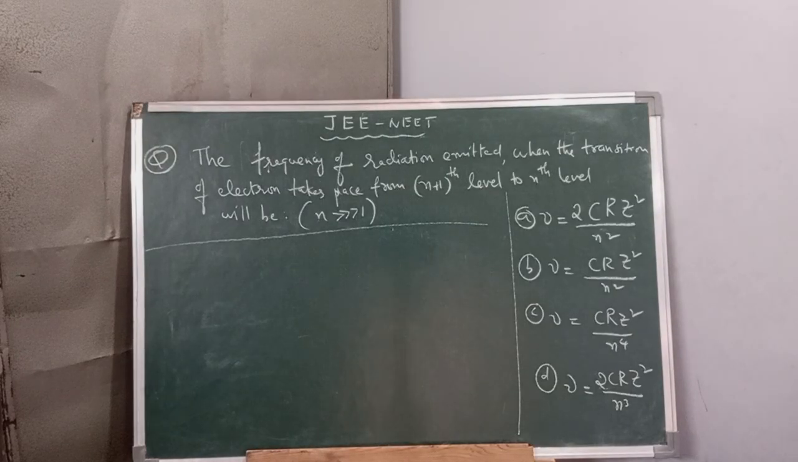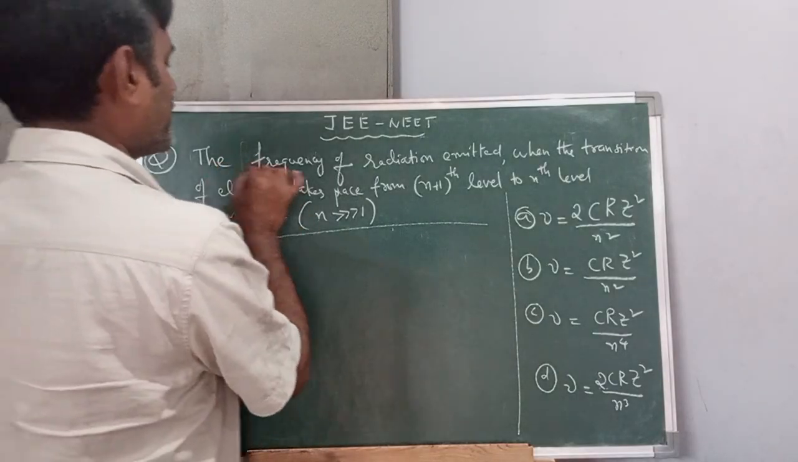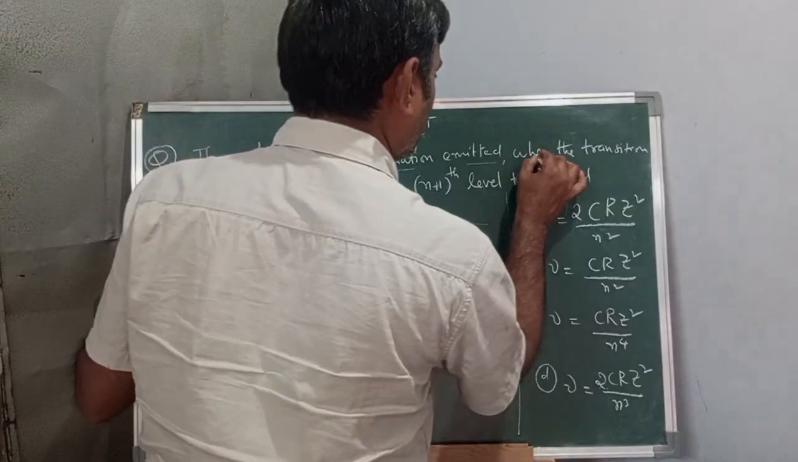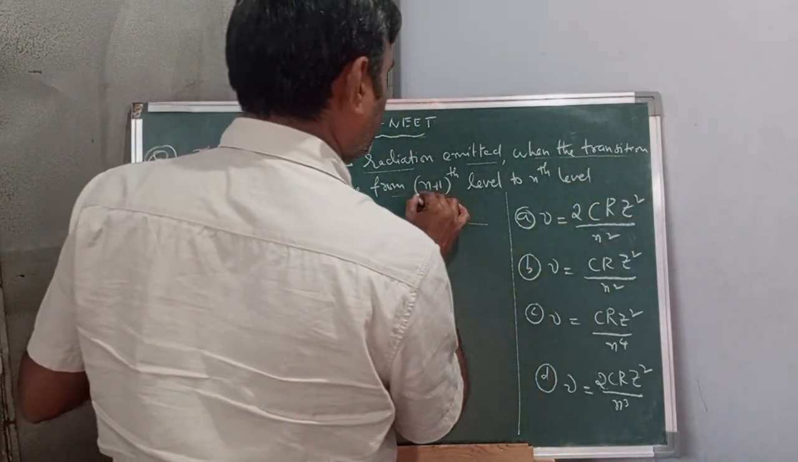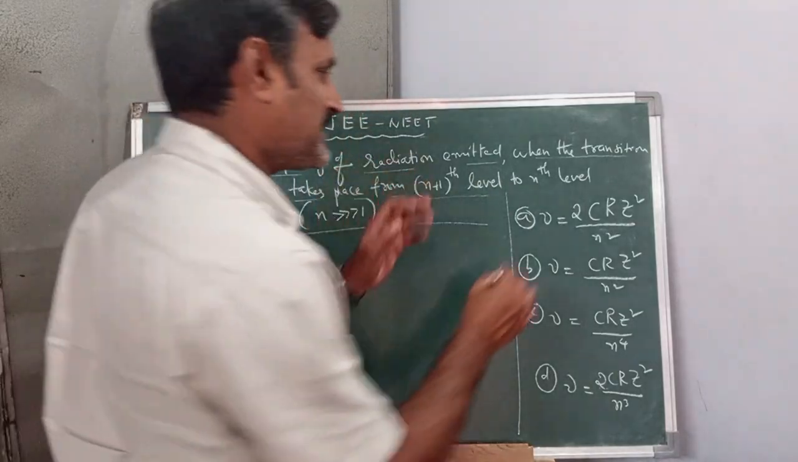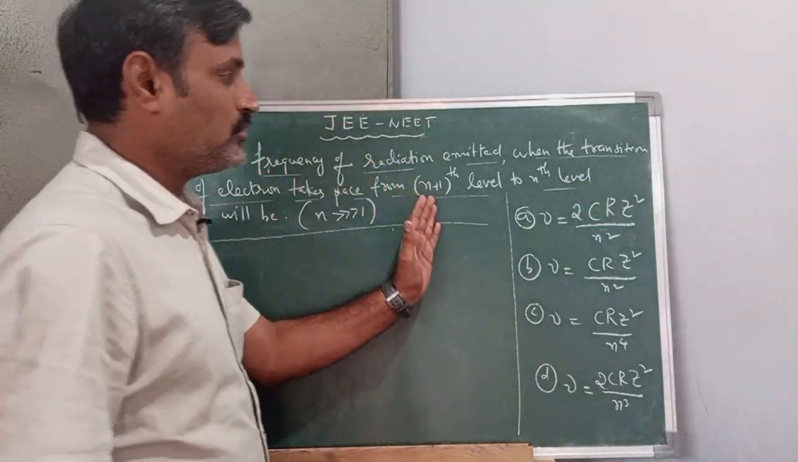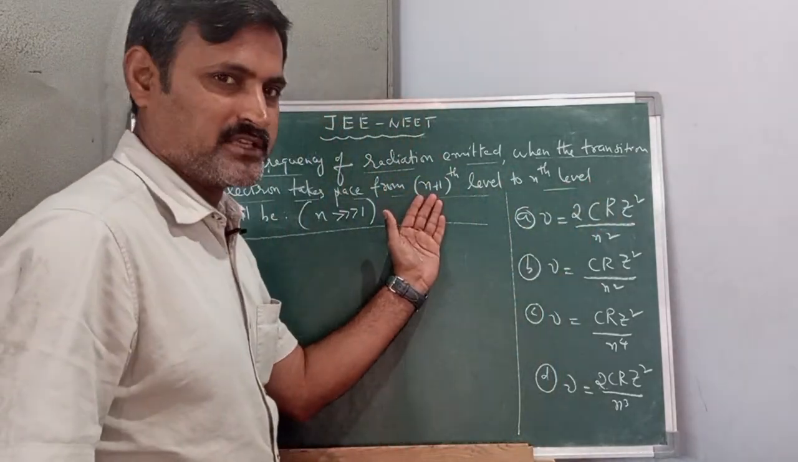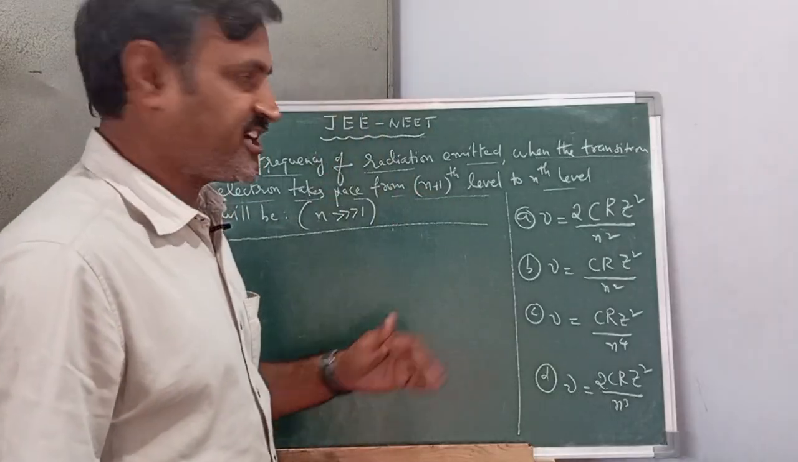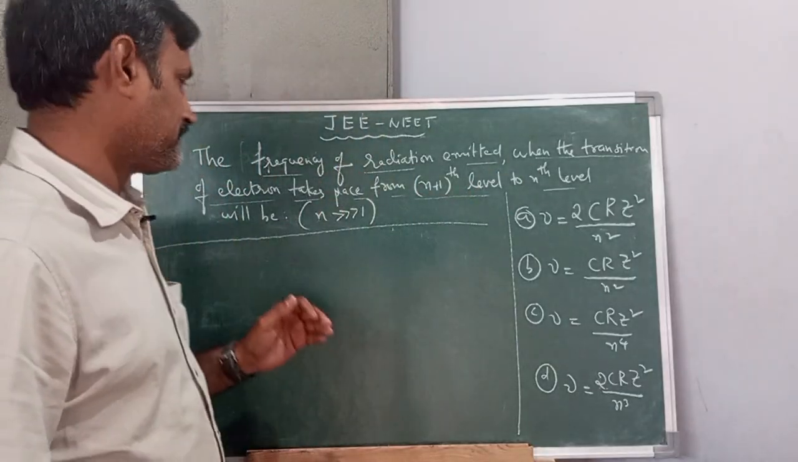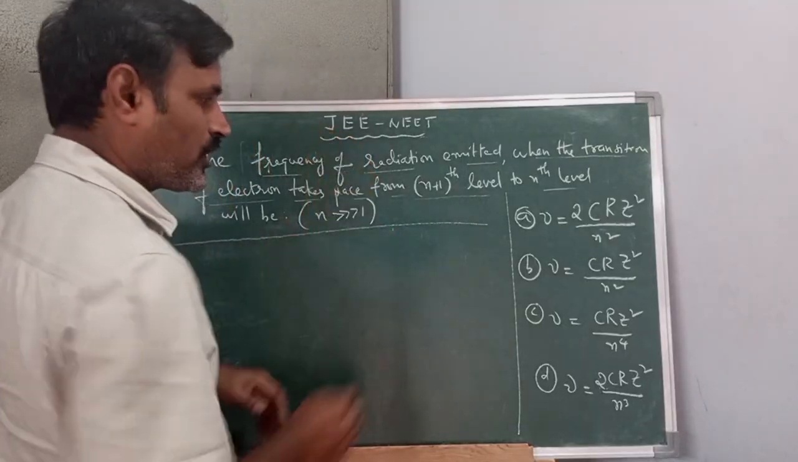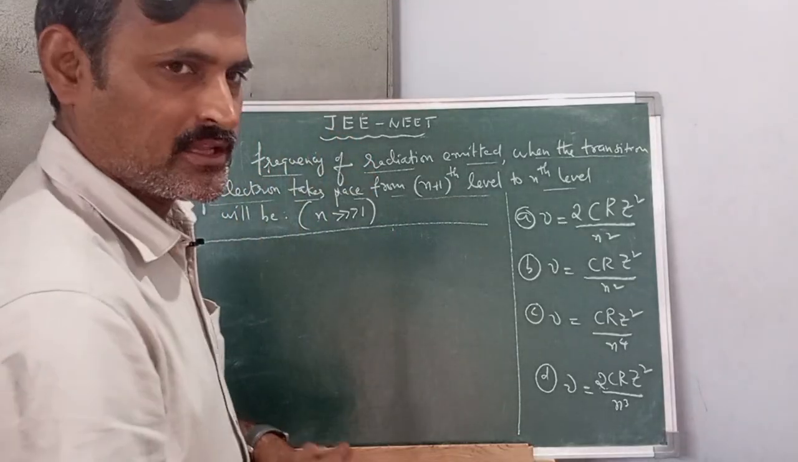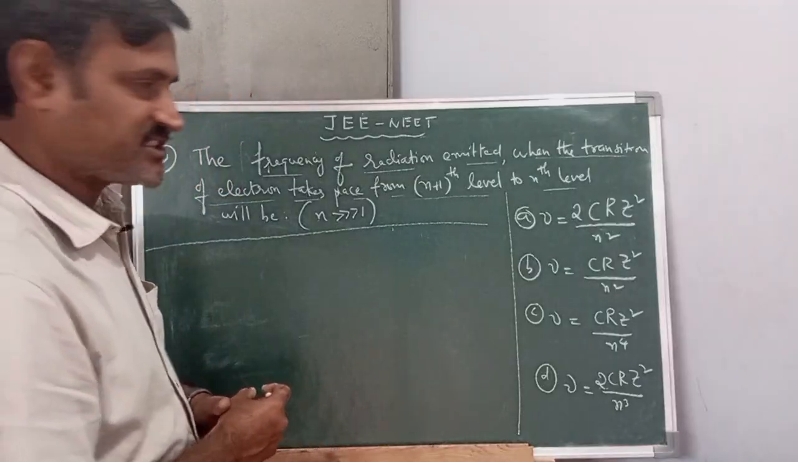Okay, dear students, let us see this question. The frequency of radiation emitted when the transition of electron takes place from n plus 1th level to nth level. So n plus 1th level is the excited state, and nth level is the lower state. But here one more condition is given: n is extremely greater than 1. We will make use of this condition if necessary in the simplification.